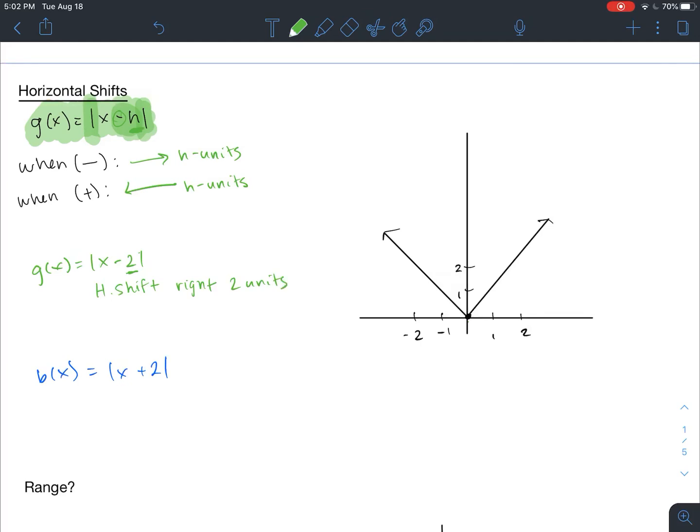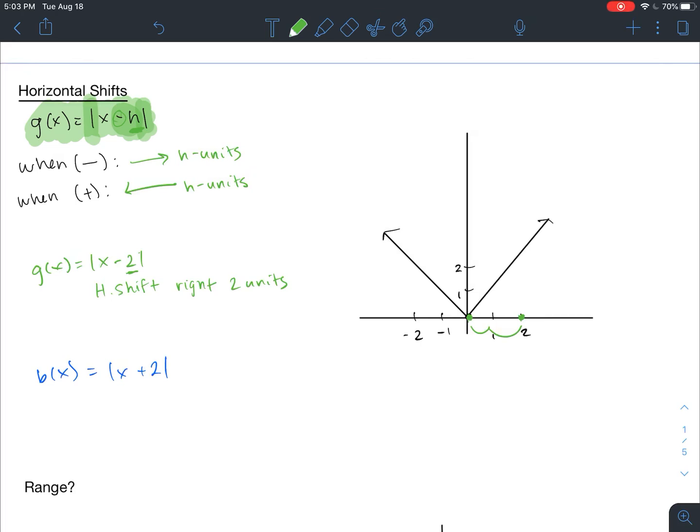An easy thing to start with is your vertex. So our vertex right here is at 0, 0, but we're going to shift it over to the right 2 units. Just like that. And everything in this graph is going to shift to the right 2 units.